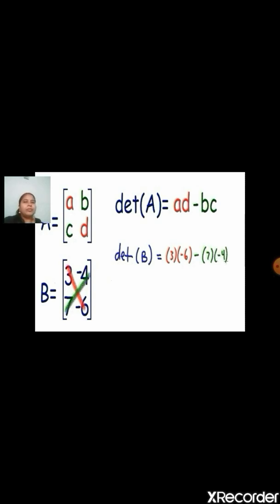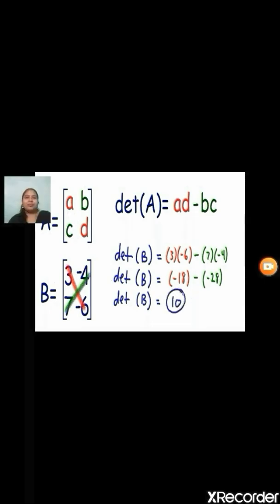Now the only thing we have left to do is multiplication and subtraction. So the determinant of our matrix B is equal to 3 times negative 6, which is negative 18, minus 7 times negative 4, which is negative 28. So the determinant of matrix B is equal to negative 18 minus negative 28, which is equal to negative 18 plus 28, which comes out to positive 10.